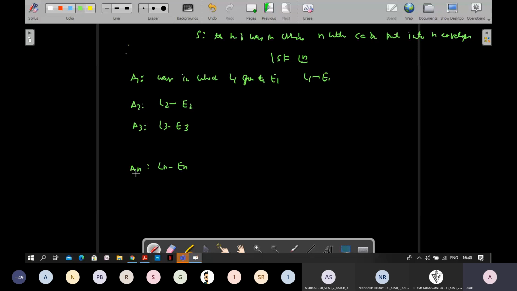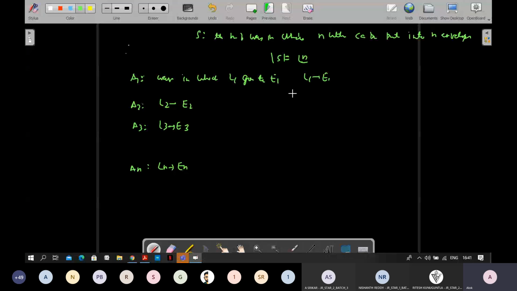Now I ask you, okay, but we don't want this. We want the number of those ways in which A1 does not happen, because we want L1 does not go to E1, but we negated it because it is easy for me to calculate L1 goes to E1. If L1 does not go to E1, there are so many choices, but if L1 goes to E1, I'm happy. It goes to E1, so L1 is fixed now.